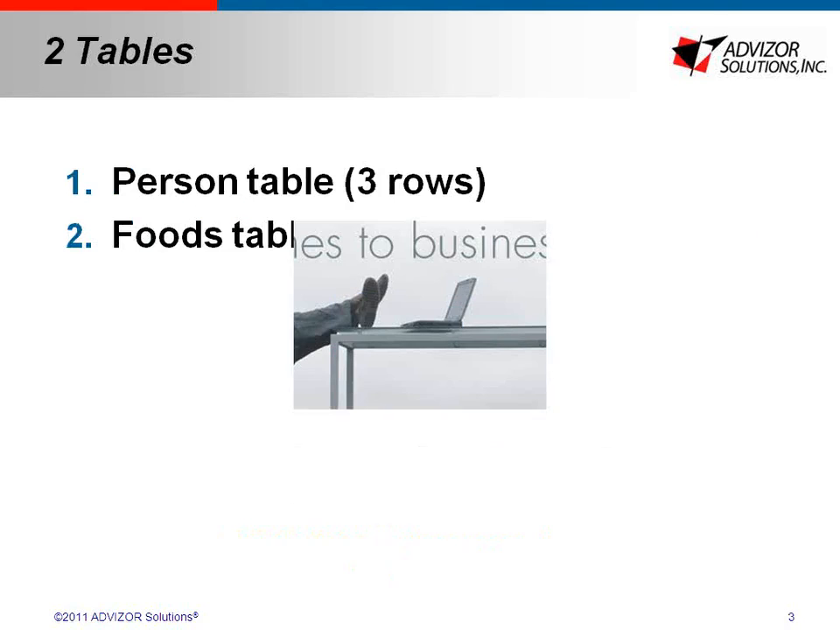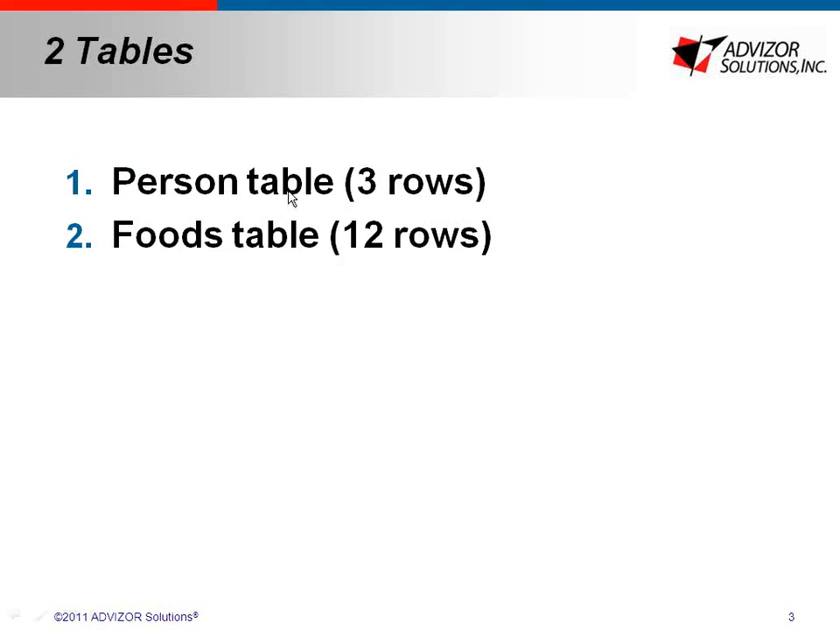So this first example is going to be laid out in PowerPoint slides, so I'm not going to be working within ADVIZOR at the beginning. These are PowerPoint slides. We'll jump into ADVIZOR as we move through this. So my mini example, we have two tables, a person table, which has 3 rows of data because I surveyed 3 people, and a foods table that has 12 rows of data because these 3 people have eaten 12 things combined.